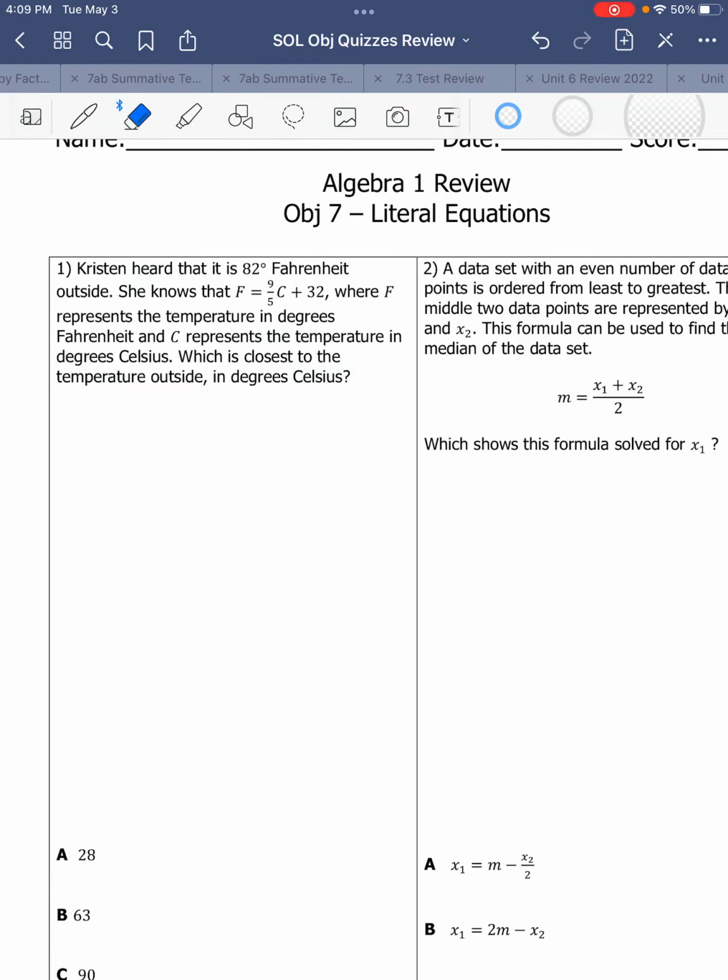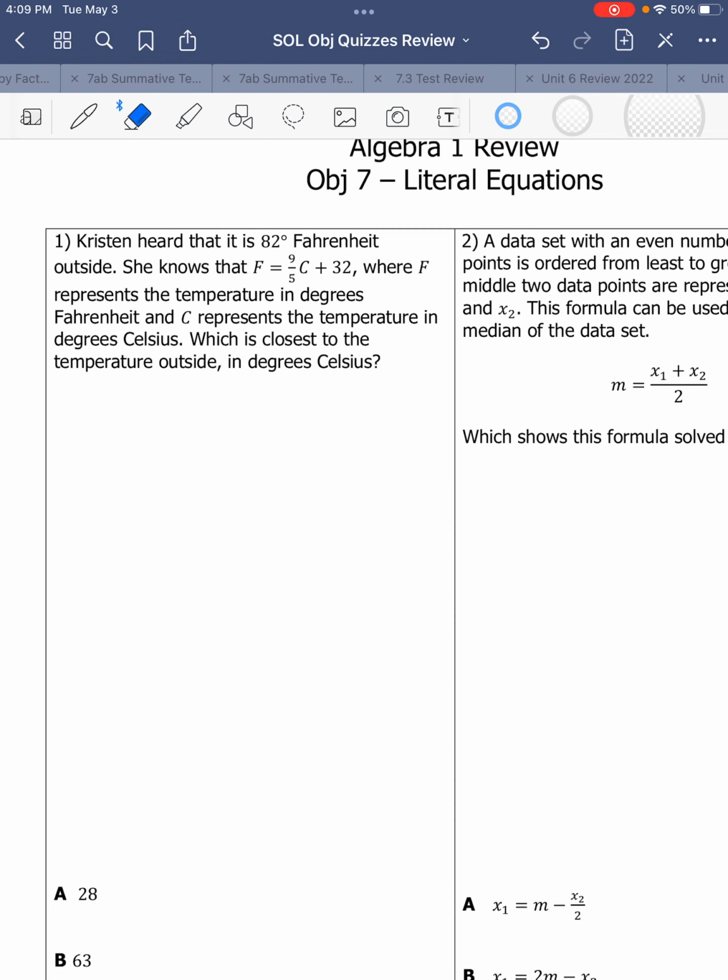All right, we're going to work on literal equations. So number one is going to be a little different than all the other problems. 82 degrees Fahrenheit. So that means the F is going to equal 82. And then we have also given to us this equation. So the F is going to also equal 9/5 times C plus 32.